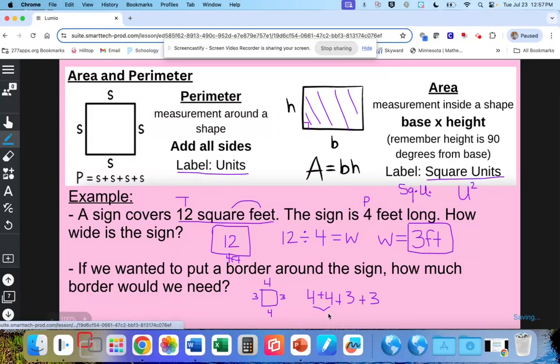4 plus 4 is 8. 3 plus 3 is 6. So if we add those two amounts together, we're going to get 14. Now, because this was one dimensional, it's just going around, it would just be the label of feet. The only time we're squaring our label is if the answer is the area.